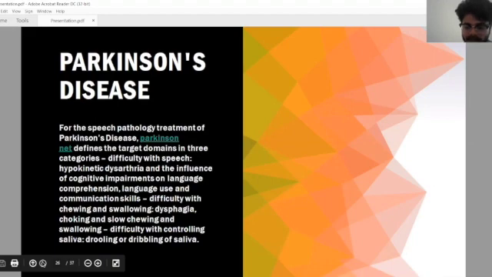Difficulty with speech, hypokinetic dysarthria, and the influence of cognitive impairments on language comprehension, language use, and communication skills; difficulty with chewing and swallowing, dysgraphia, choking, and slow chewing and swallowing; and finally, difficulty with controlling saliva, drooling or dribbling of saliva.